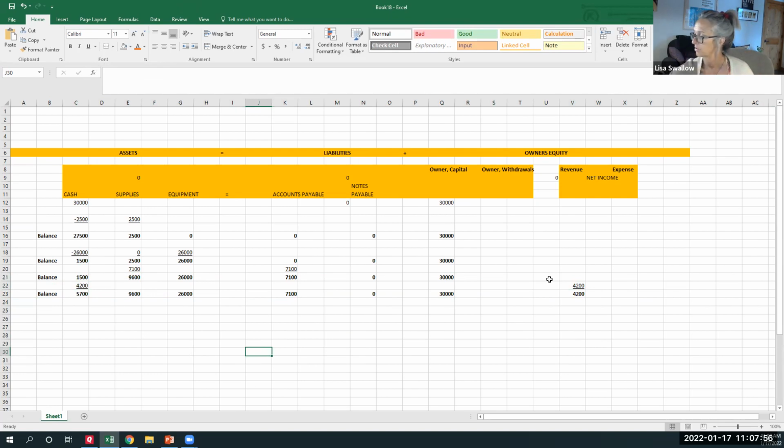And I'm going to just do a quick calculation here. So 5,700 plus 9,600 plus 26,000, 41,300. Does that equal accounts payable plus owner's equity? Yes, it does. 41,300 on both sides. My accounting equation is still in balance. Awesome.